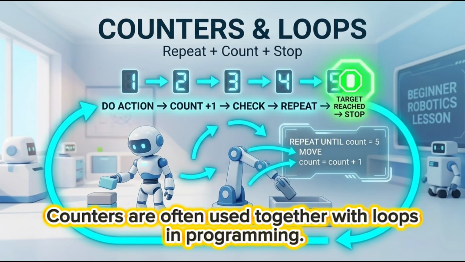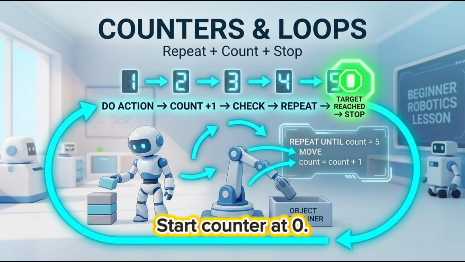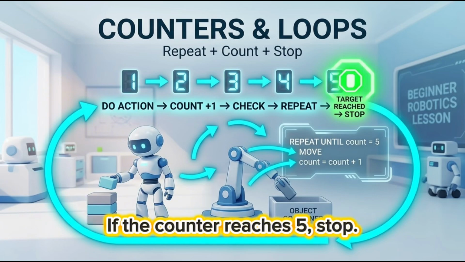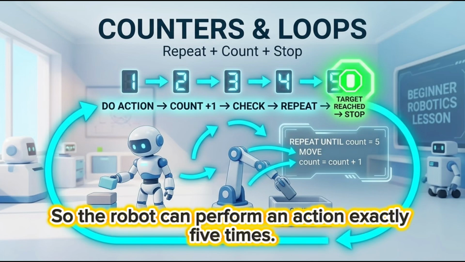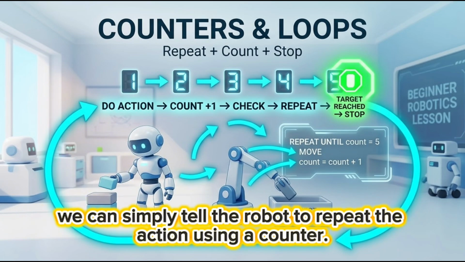Counters and loops. Counters are often used together with loops in programming. A loop allows the robot to repeat a set of instructions. For example, start counter at 0. Move the robot. Increase the counter by 1. Check the counter. If the counter is less than 5, repeat. If the counter reaches 5, stop. So the robot can perform an action exactly 5 times. This is useful because instead of writing the same instruction 5 times, we can simply tell the robot to repeat the action using a counter.